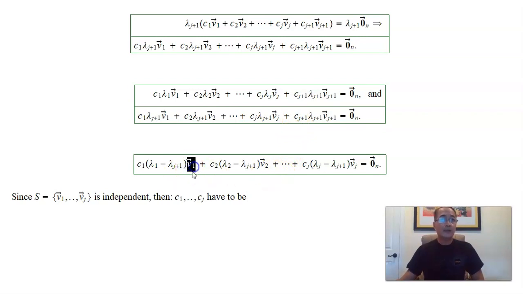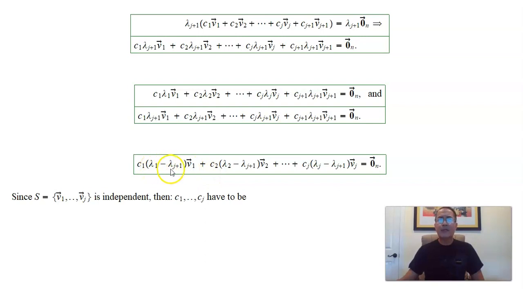The coefficient of v1 is not just c1, we have c1 times (lambda 1 minus lambda j plus 1). Okay, so after we did step 1, I said, oh, wait a minute, these eigenvalues could be 0. At least one of them could be 0. But now we have a different looking equation.